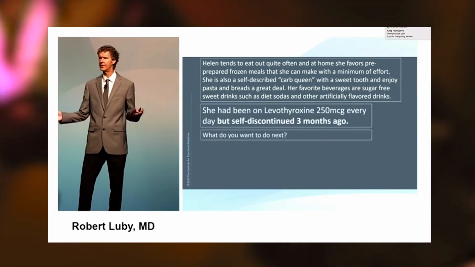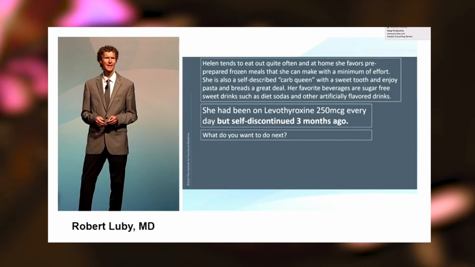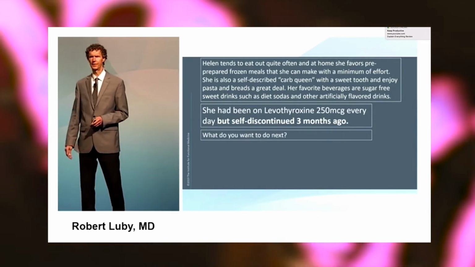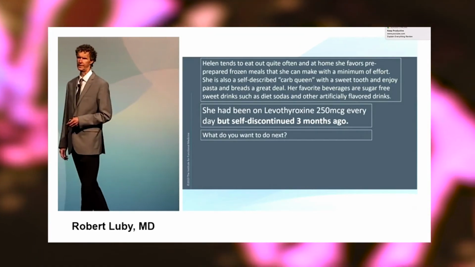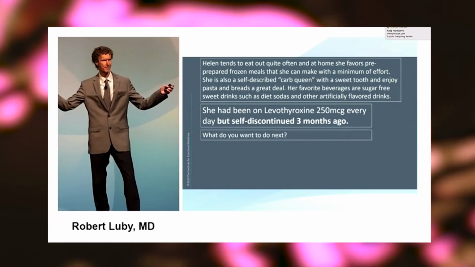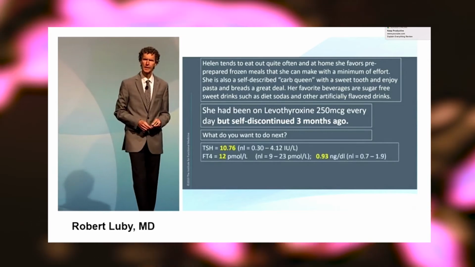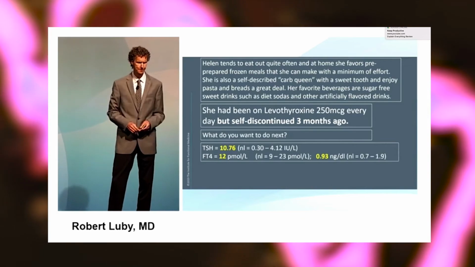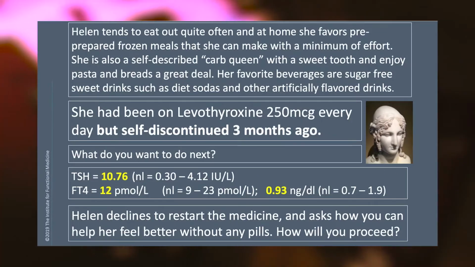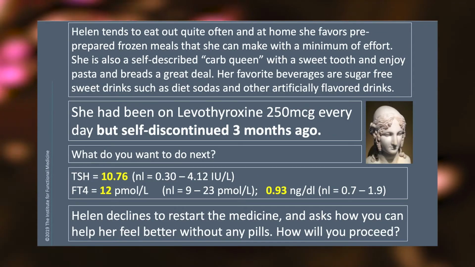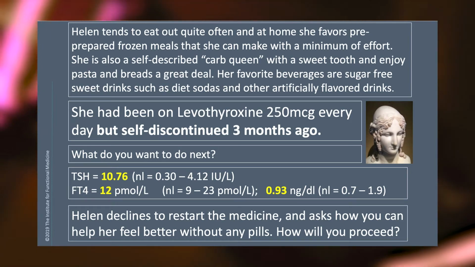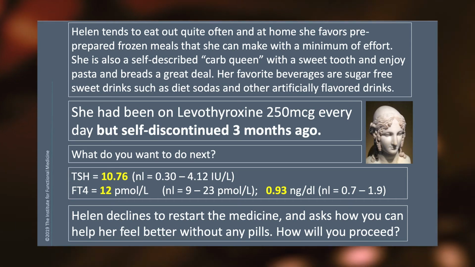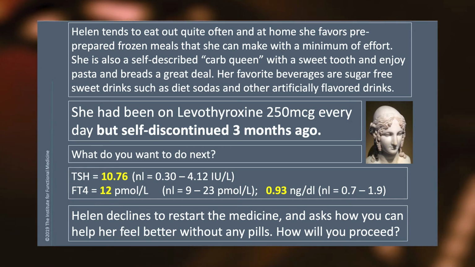Now she tells you, you've started to get to know her well enough, "Doc, I stopped taking that levothyroxine 3 months ago, and I haven't really noticed any difference." What do you want to do next? Who would test her now? Find out where we are. Here's where we are. TSH, 10.76, quite elevated. Free T4 normal, in the lower end of the range of normal. What's her diagnosis? High TSH, normal free T4. Subclinical hypothyroidism. Okay.